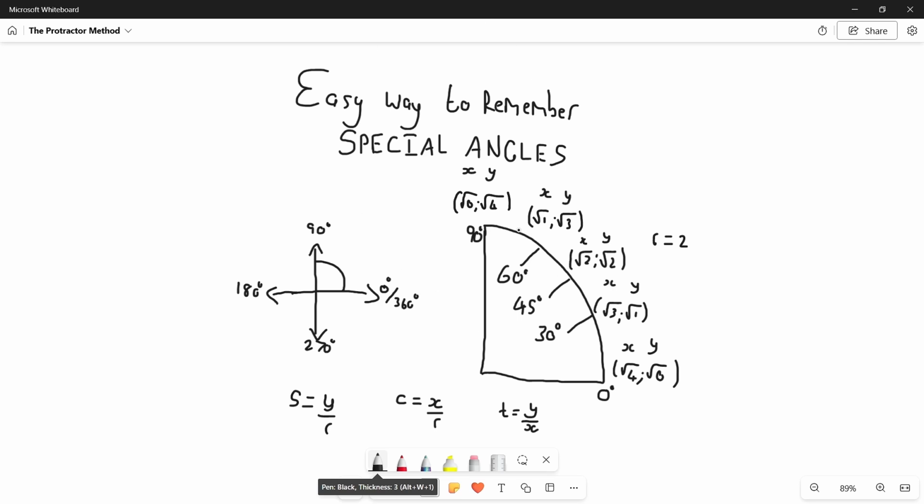So this is all we need for special angles. For any questions, we're seeing any forms of 60, 45, 30, 0, and 90 as well.